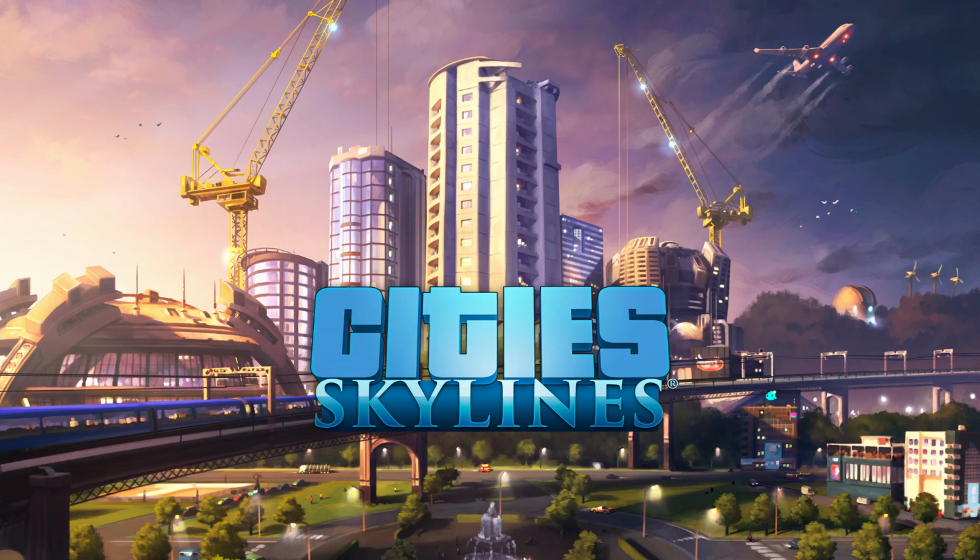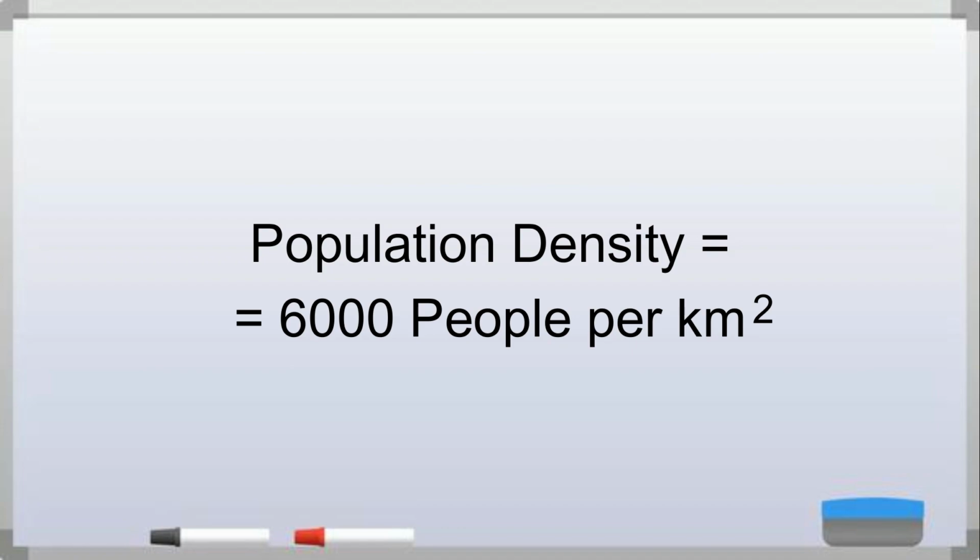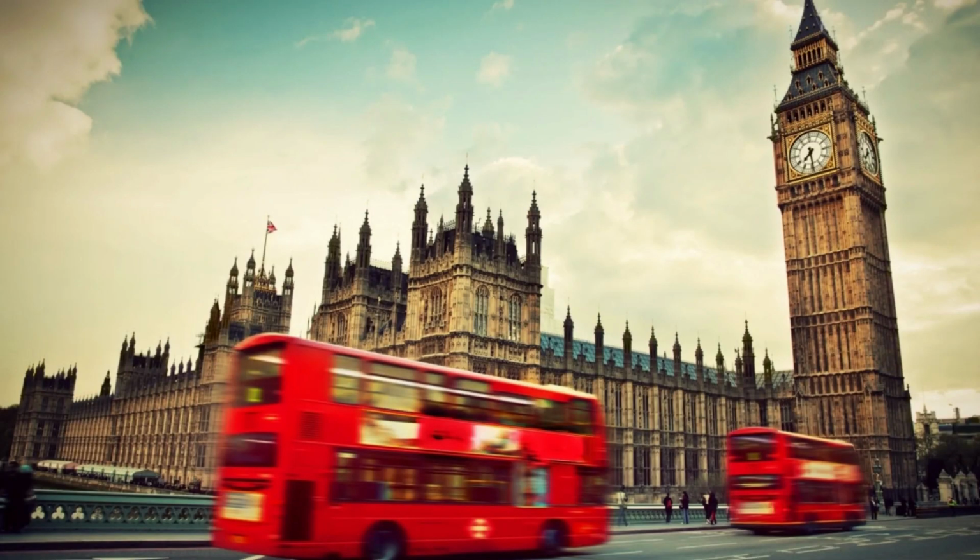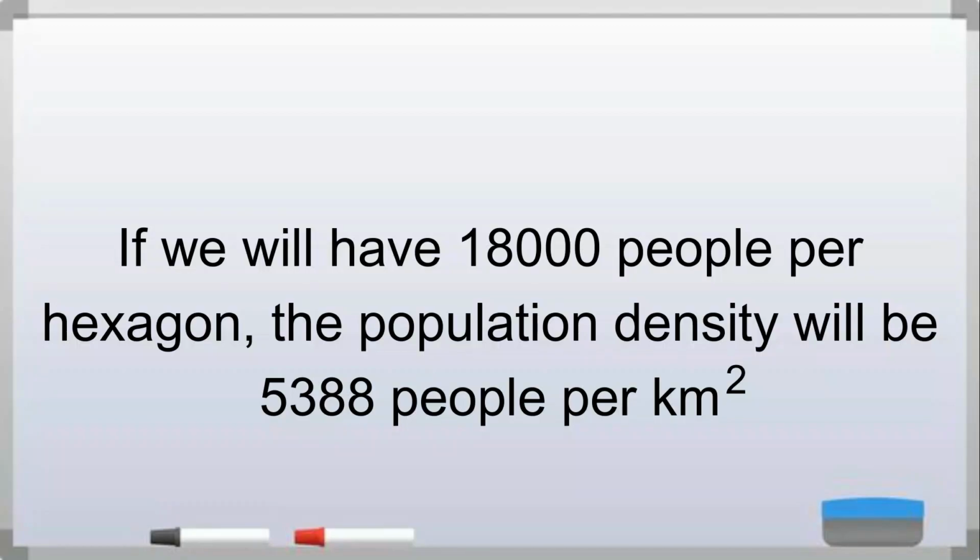We will also say that people want to go only to the hexagons and not to the triangles. We also want to have a population density of about 6,000 people per square kilometer, which is close to the population density of big cities with good quality of life, like London. So if we have 18,000 people per hexagon, the population density will be equal to 18,000 th divided by ax, equals 18,000 times 3x squared minus 3x plus 1 divided by root 6.75 times kilometer times 2x minus 1 squared, equals 5,388 people per square kilometer.